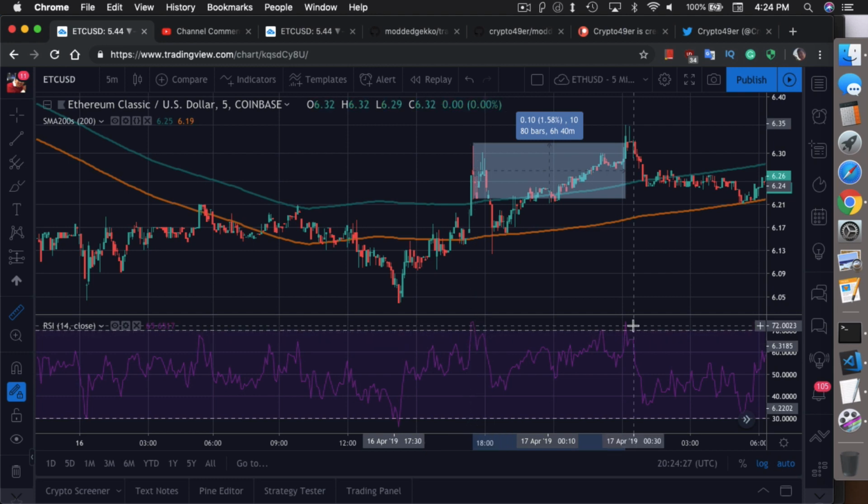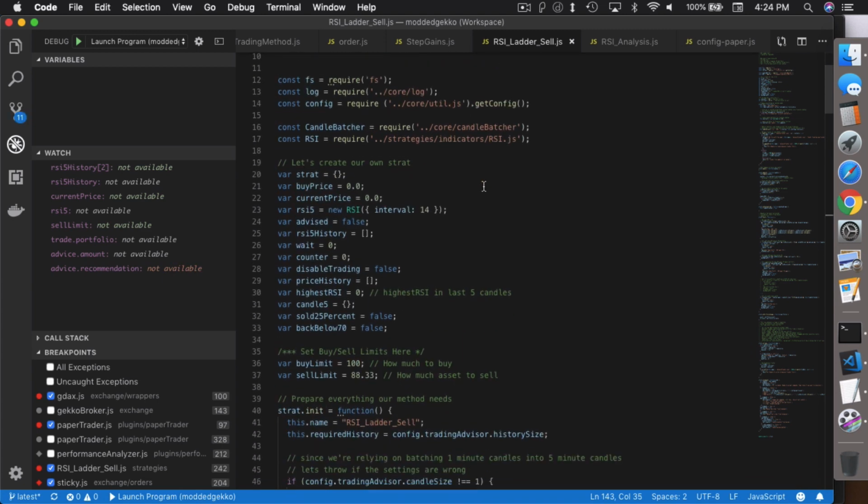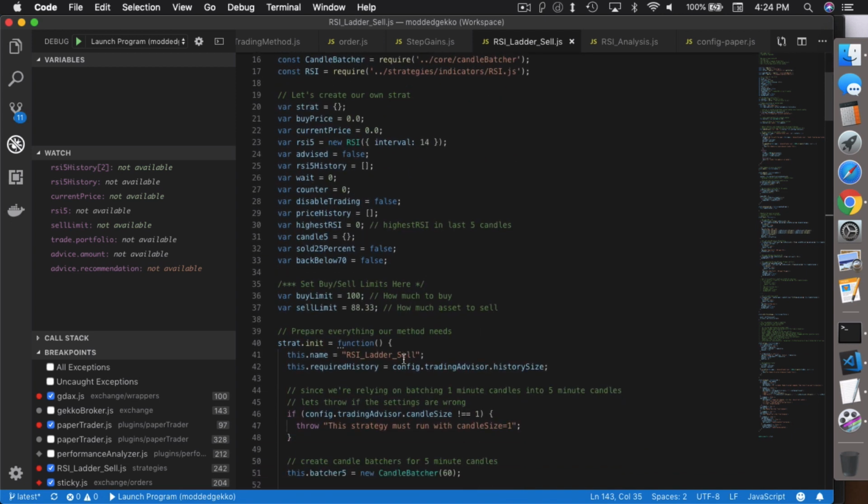So let me show you this code to show you how it works. In here, it's pretty much like my other strategies I wrote for RSI. It's very straightforward. There is a buy limit and sell limit over here, just because this way you will be able to set the limit of how much you want to use within the strategy.